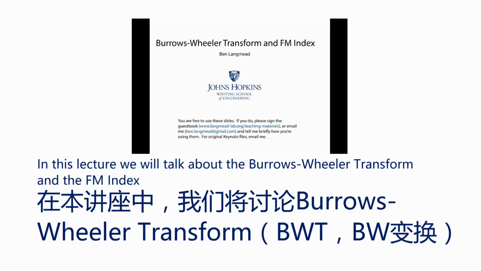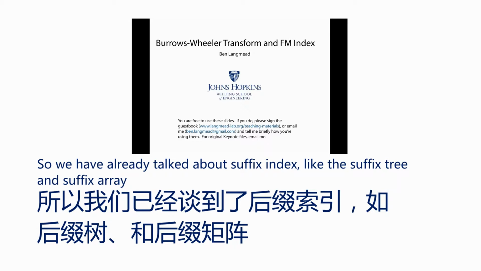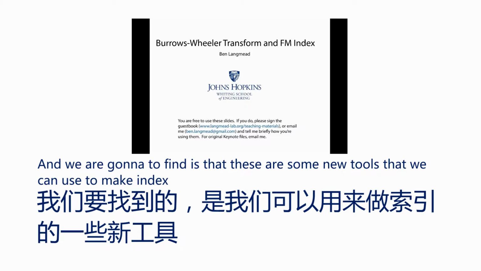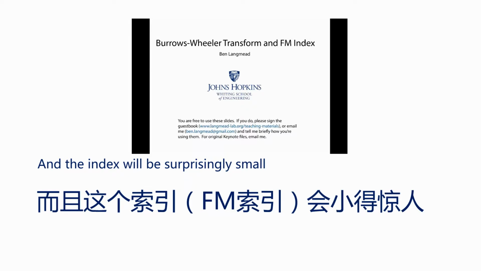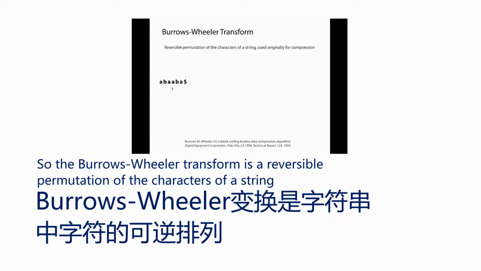In this lecture, we'll talk about the Burrows-Wheeler Transform and the FM index. So we've already talked about suffix indexes, like the suffix tree and the suffix array. And what we're going to find is that these are some new tools that we can use to make an index, and that the index will be surprisingly small, but still able to do many of the things that those other indexes do. So let's get started.